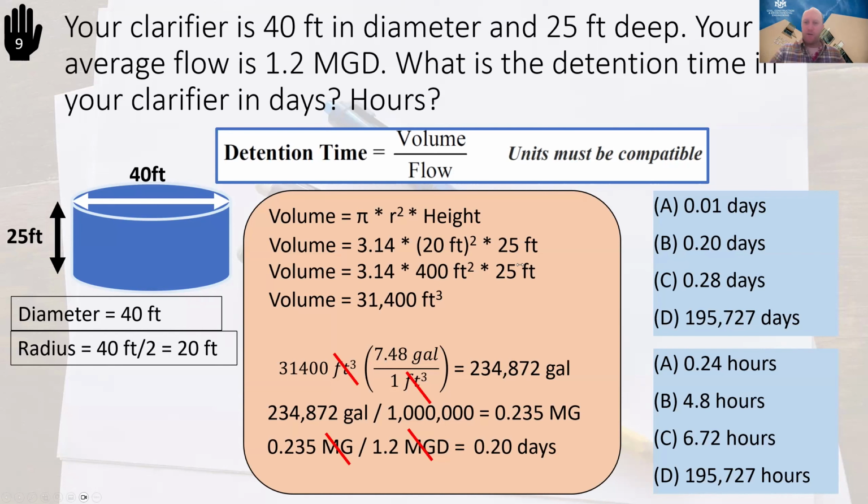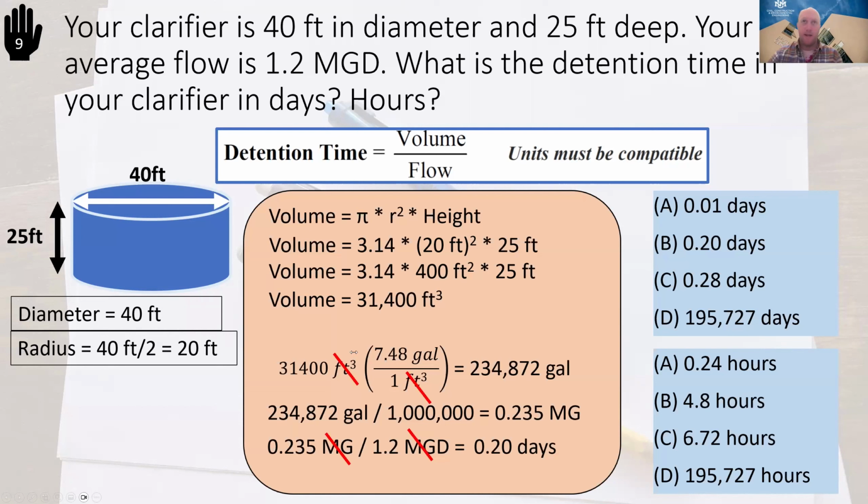Okay, so I already have this mostly on the screen. But first, what I wanted to do is I calculated the volume of this clarifier. So this is a cylinder. So I did pi times the radius squared times height. So I plugged those in, and first I figured out what that radius squared was. So multiplied 20 feet by 20 feet, which got me to 400 feet squared. Then calculated that out, and then ended up with a volume of 31,400 cubic feet.